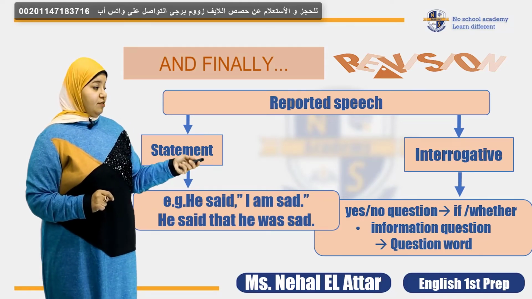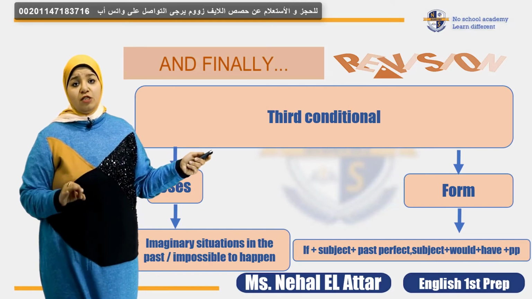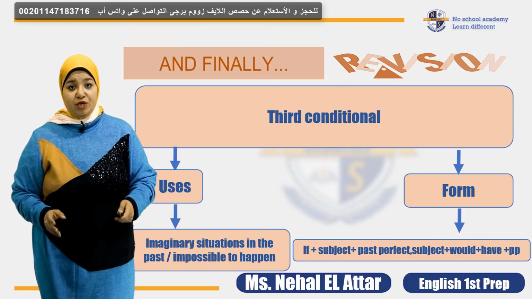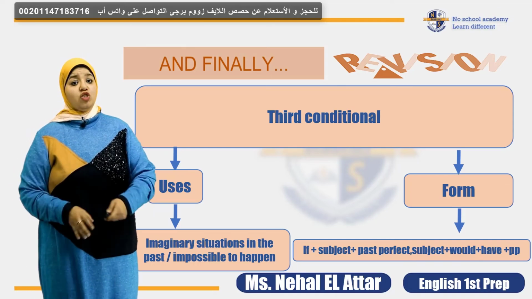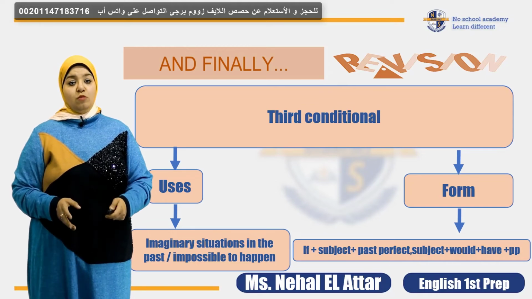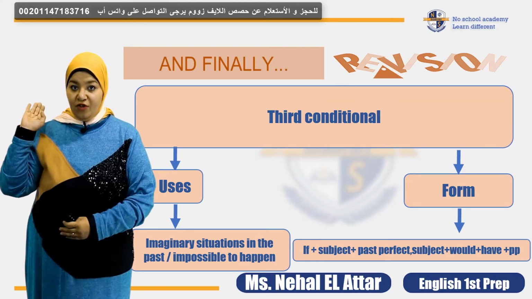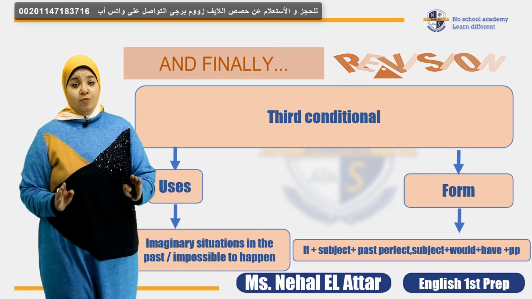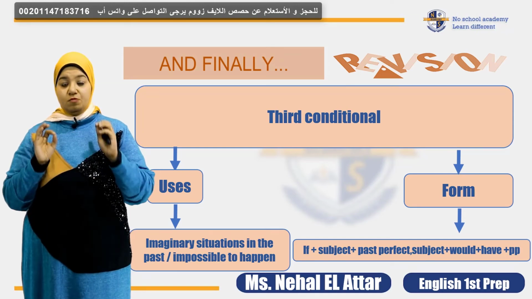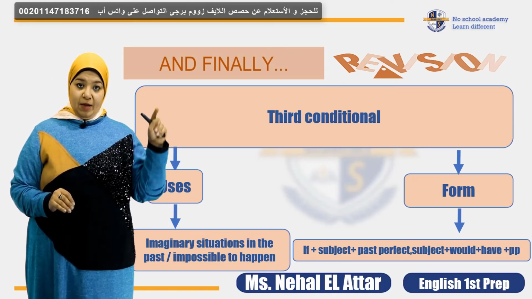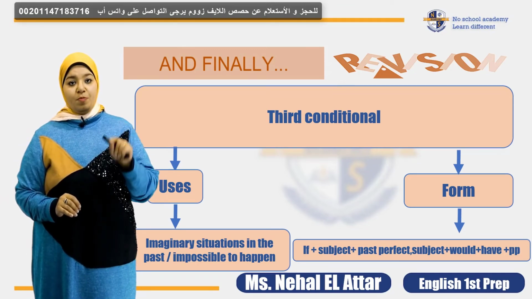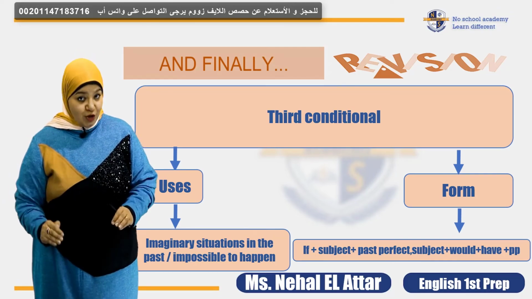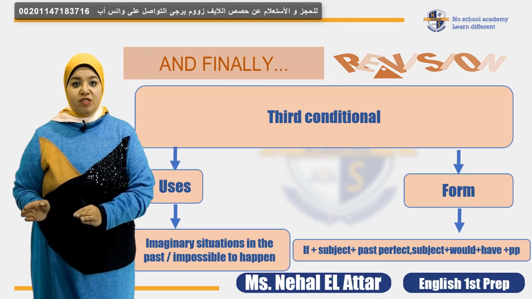Instead of the question form, you use the statement form. Then we moved to the third conditional, if conditional type 3, and we said that it's about imaginary, impossible situations, impossible dreams to come true, something all in the past. And then what about the rule? The rule is very important because the sequence of the words is very important. We start with If, capital I, then the subject, then the past perfect, which is had plus PP, comma, subject, would, might, could, or should, plus have plus PP.